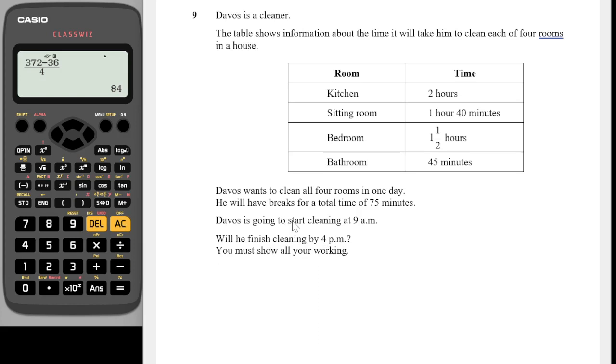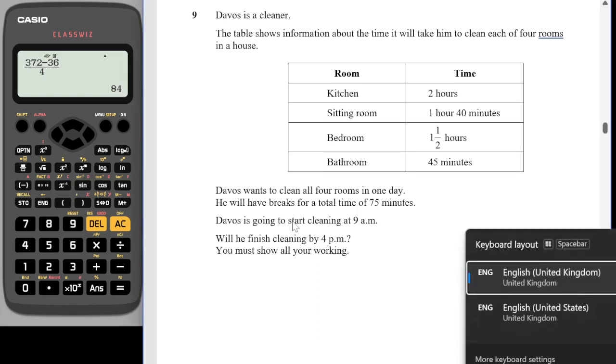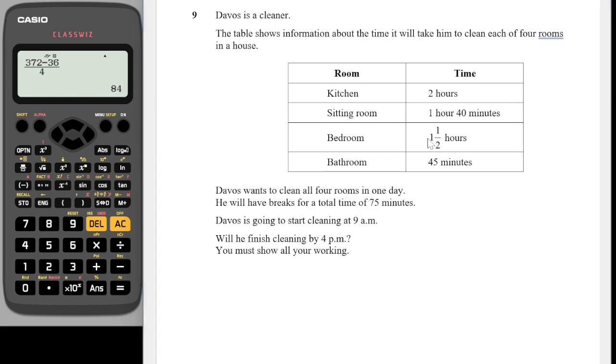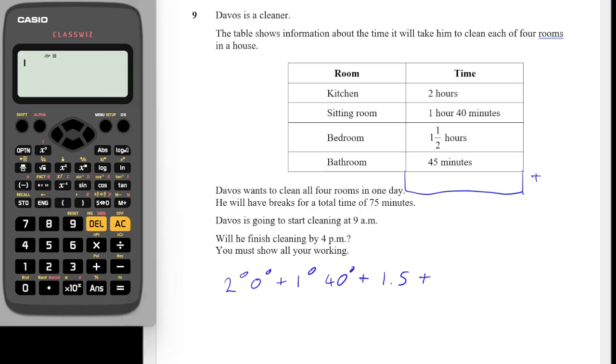So the way I'm going to do this, I'm going to add up the total times, and I'm going to use my calculator. I'm going to use my time function on my calculator to help me out with this. So I'm going to show how I'm going to type it in. 2 hours and 0 minutes plus 1 hour and 40 minutes plus 1.5 plus 45 minutes. I'm just double checking on this.